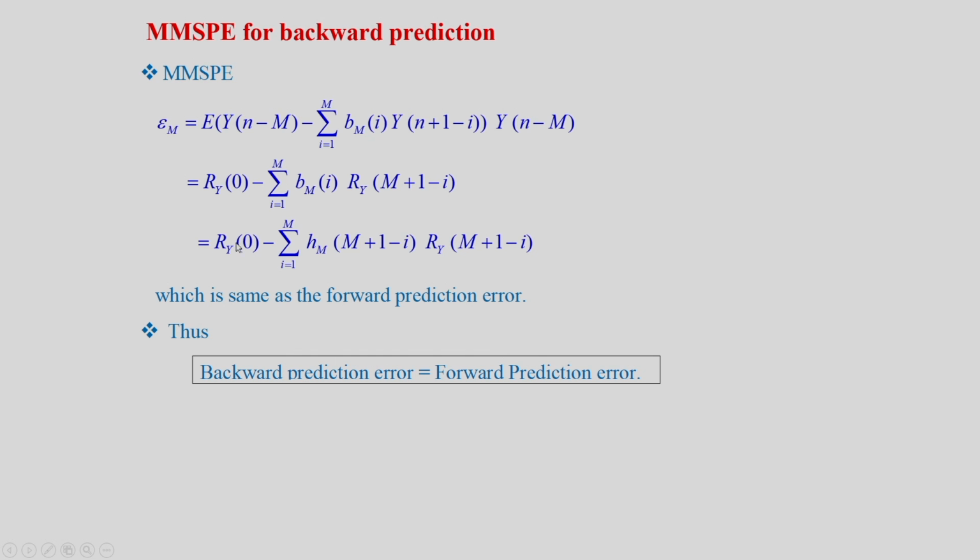And if we carefully observe this equation, it is nothing but the forward prediction error. Thus, the mean square backward prediction error is equal to the mean square forward prediction error.